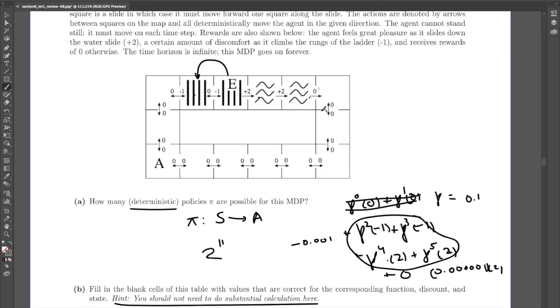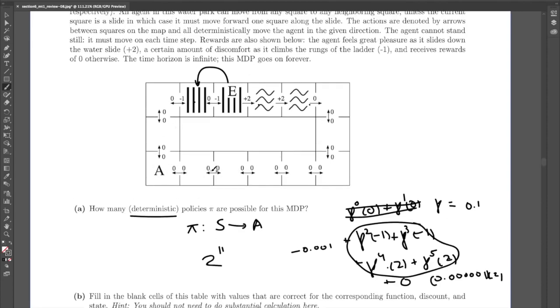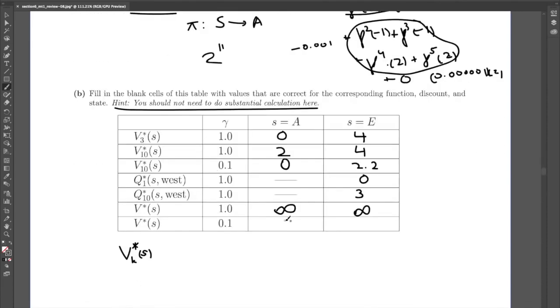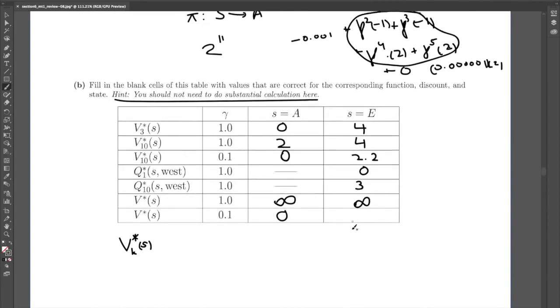It would not just keep going clockwise, clockwise, clockwise. Instead, it would probably do something like, maybe just oscillate between both of these squares or something like that, where it does not have to go through the slide and can keep collecting 0 reward. And so the optimal agent would have an expected future reward of 0, which is better than negative. What about the S equals E case?